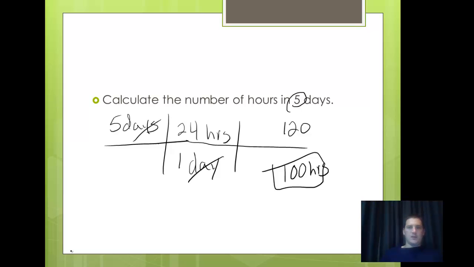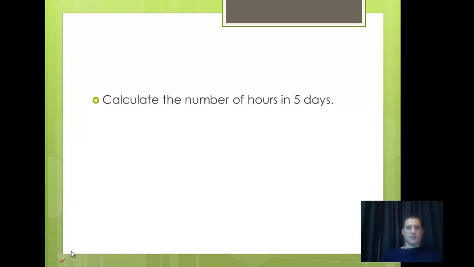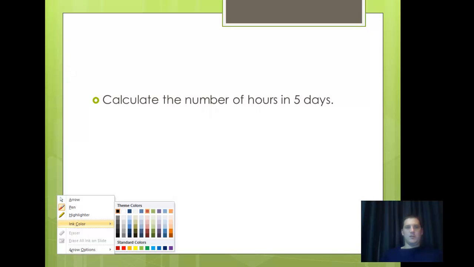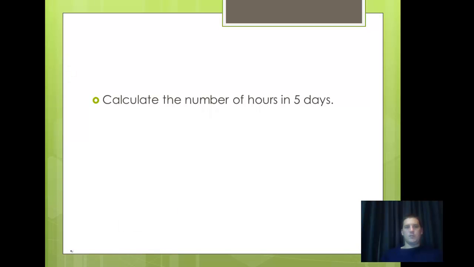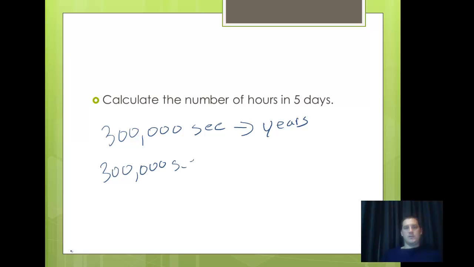And I'm just going to make this up off the top of my head, so just bear with me a second. Let me change my ink color here. Let's change it to blue. Alright, so let's say we have 300,000 seconds and we want to figure out how many years that is. Okay, 300,000 seconds to years. Always start with what you're given. You're given 300,000 seconds. Okay, let's put our line. This one's going to be lots of steps. So we're going from something really, really small to something really big. Seconds, relatively small. Years, relatively big.